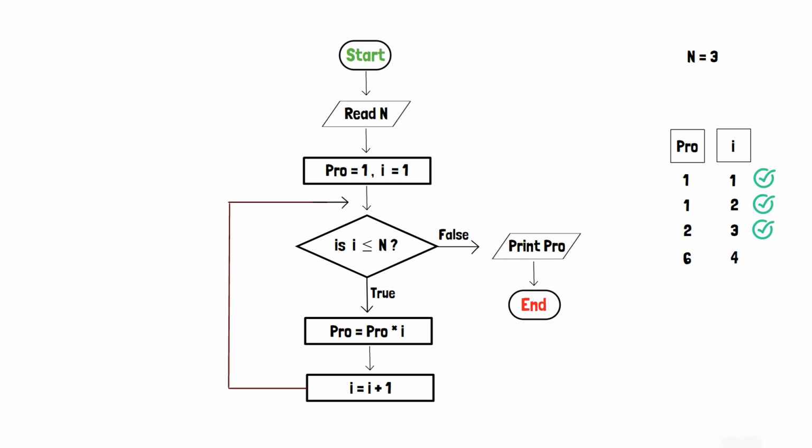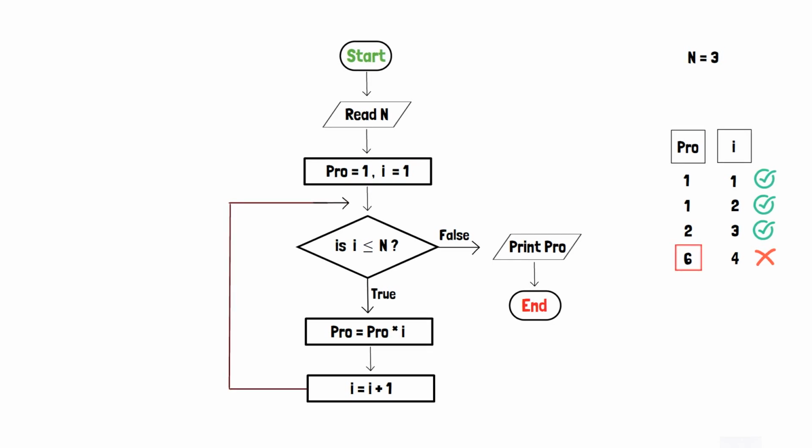At this moment, as I is equal to 4, the condition in the decision box is false, as 4 is not less than or equal to 3. Thus, the pro variable is printed, which is 6, and the program terminates.